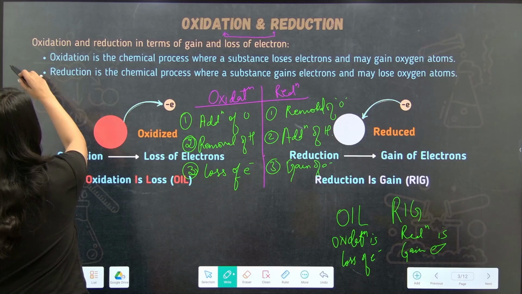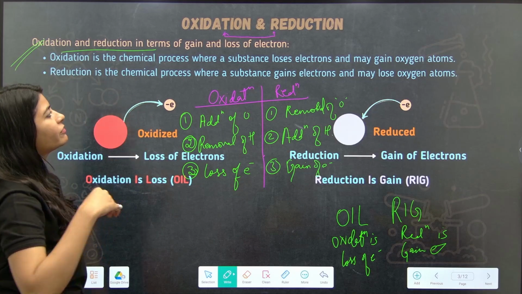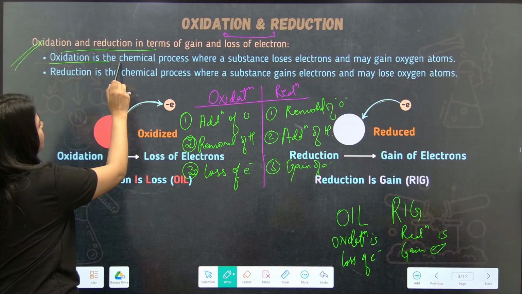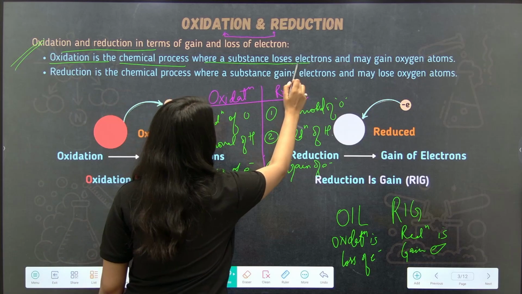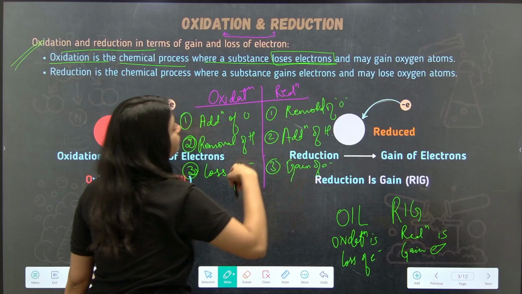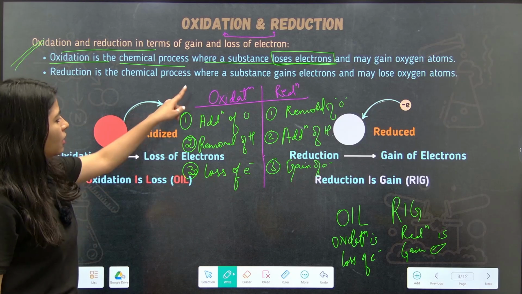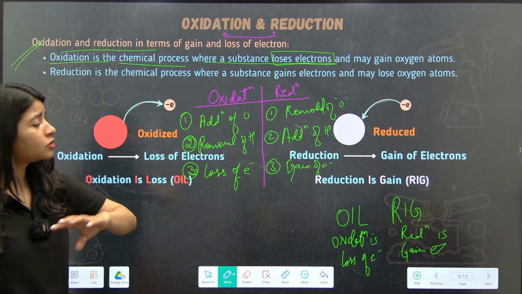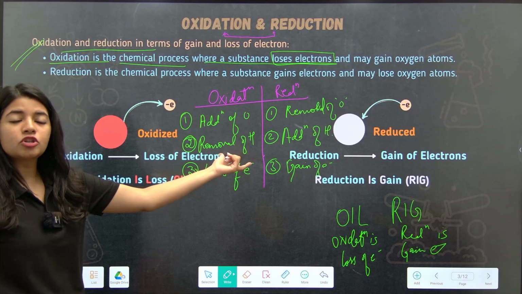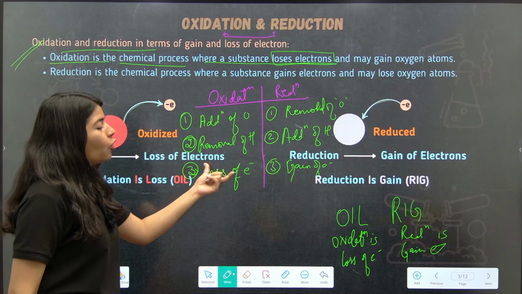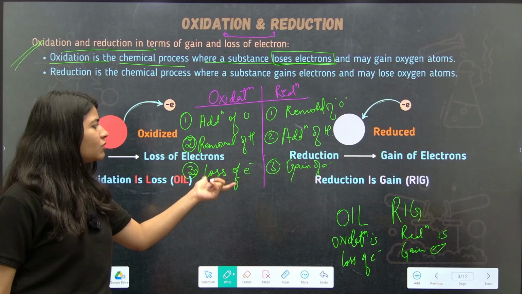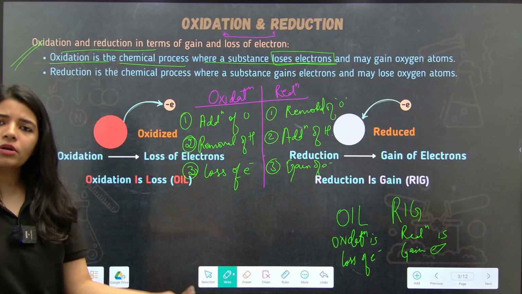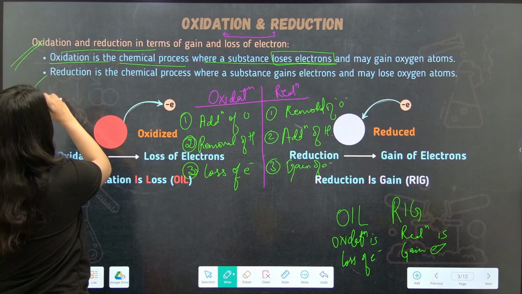So let's read oxidation and reduction in terms of gain and loss of electrons, although we have already written it. Oxidation is the chemical process where a substance loses electrons and may gain oxygen atoms. Here I have already written oxidation means addition or gain of oxygen, then removal or loss of hydrogen, and loss of electrons. These are the 3 important points which can take place, and we can say that this particular reaction is an oxidation reaction. Next is reduction.